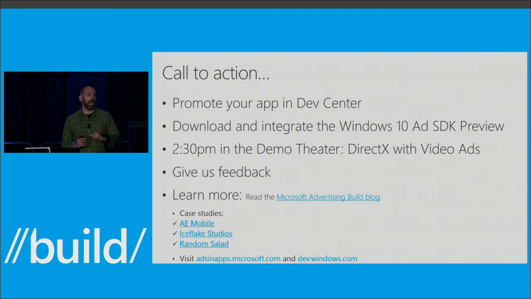The next call to action is to download and integrate the preview for the Windows 10 Ad SDK. In the Learn More link here in the Microsoft Advertising Build blog, you will find the instructions on how to do that. Start playing with the interstitial ads, and with a native implementation for your ad solution from Microsoft Advertising.